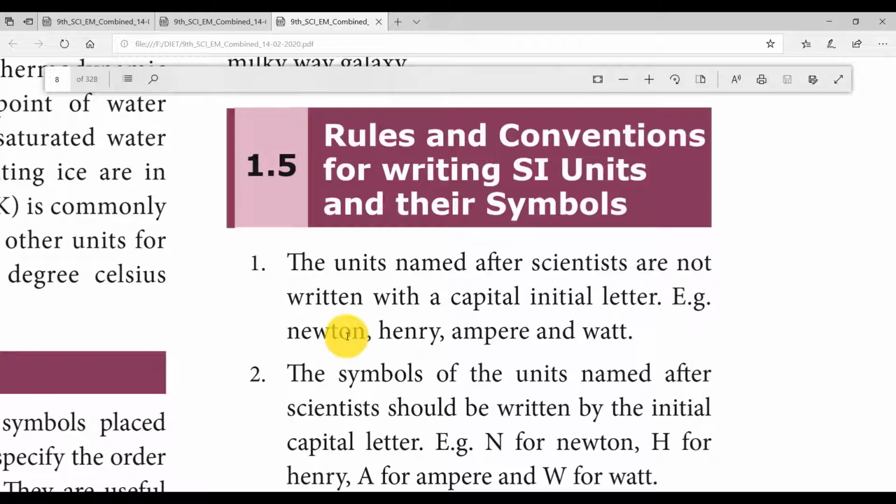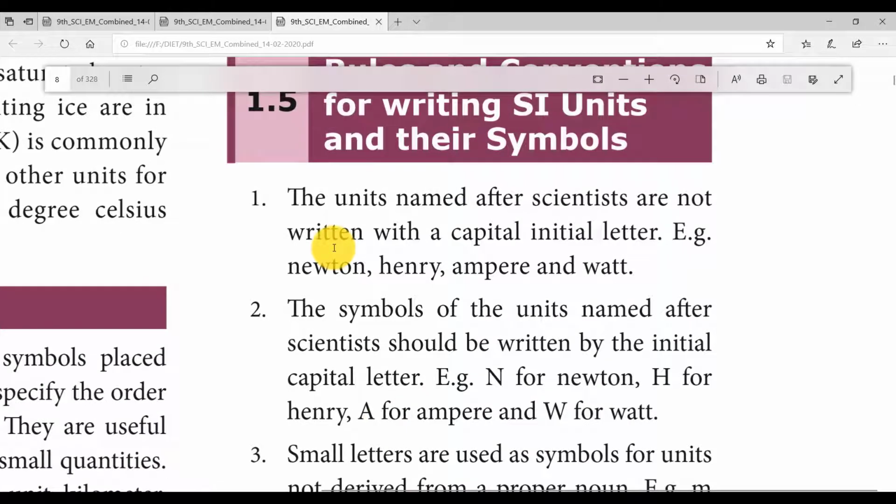Okay, but if you want to denote that particular unit, and you don't want to write it in full form, then you can use the first capital letter of that scientist. This is denoted in the second point. What is the first point? The units named after scientists are not written with a capital initial letter. Example: newton, henry, ampere and watt. But the symbols of the units named after scientists should be written with the initial capital letter.